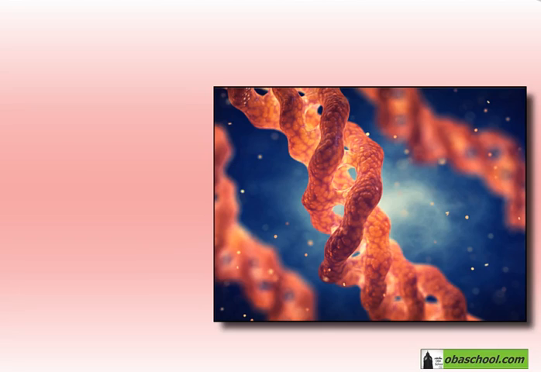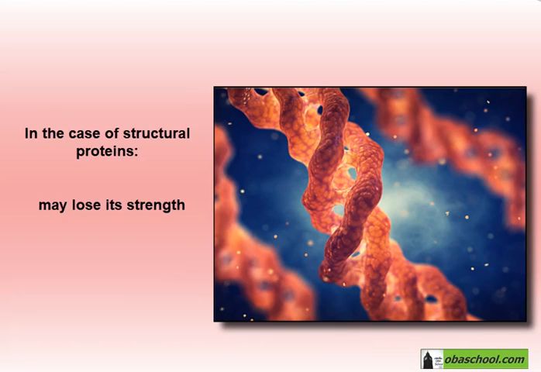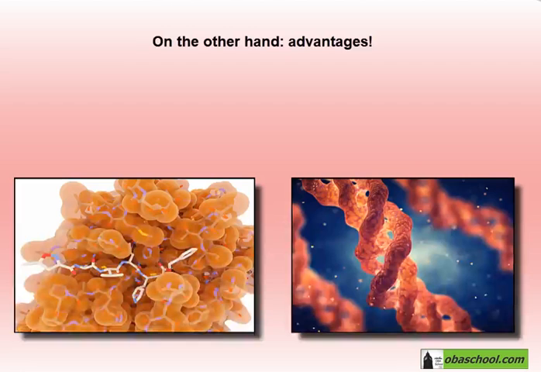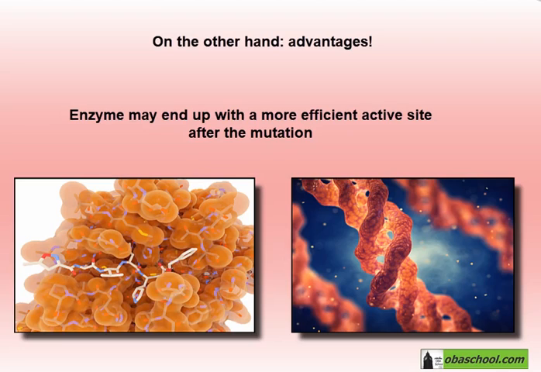Or if it's a structural protein, if it's not an enzyme, it may lose its strength. So for example, if it's a structural protein in the hair, the person might have weak hair that breaks off easily. On the other hand, these changes caused by a mutation may give an advantage. It doesn't always have to be a disadvantage. So the enzyme doesn't have to lose its active site. It may even have a more efficient active site that binds even better to the substrate.